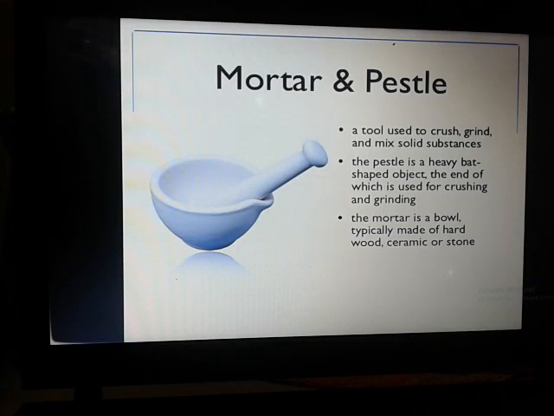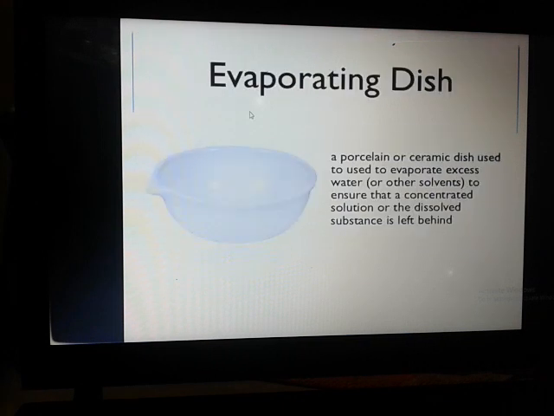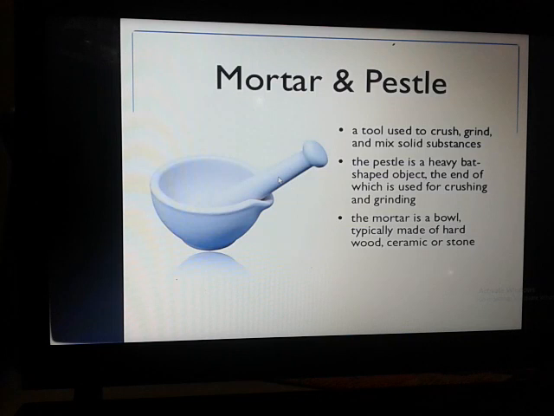So coming to the next slide, that is one of the important apparatus, the mortar and pestle. Basically, this container is called the mortar, and this rod is called the pestle. By this pestle we can grind and crush something, a solid thing.